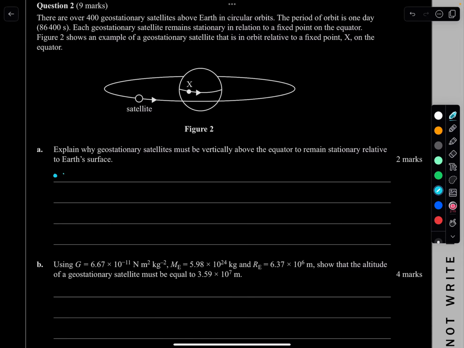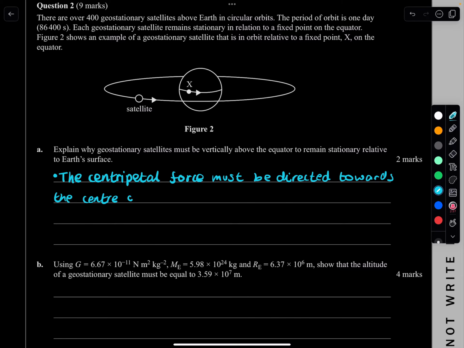So let's say the centripetal force must be directed towards the center of the Earth. So that's one condition. And also the satellite, I think I spelled that wrong, but who really cares?